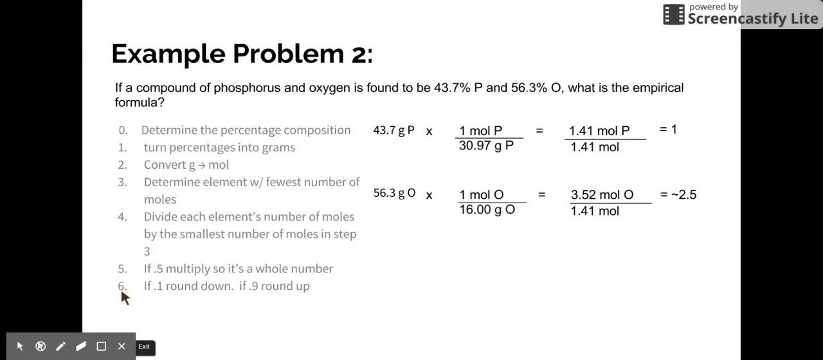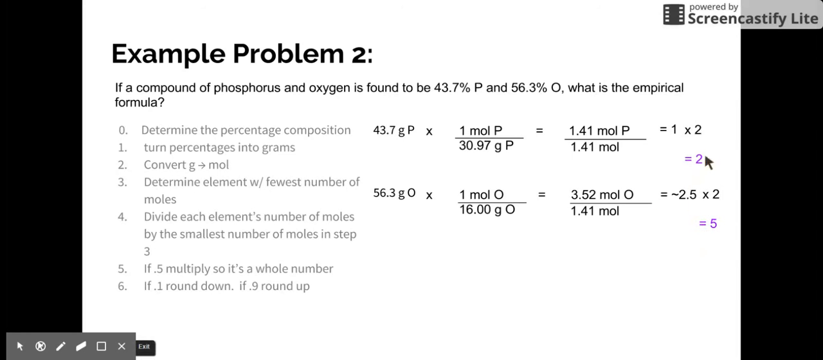So this is where step 5 and 6 come into play. In this instance, I've gotten about a 0.5. So it says here, if I get a 0.5, multiply that so I get a whole number here. Well, what's the best number to multiply things by? Well, 2. And I can't just do it with this one. I have to do it with both. So I'm going to multiply both of these by 2.